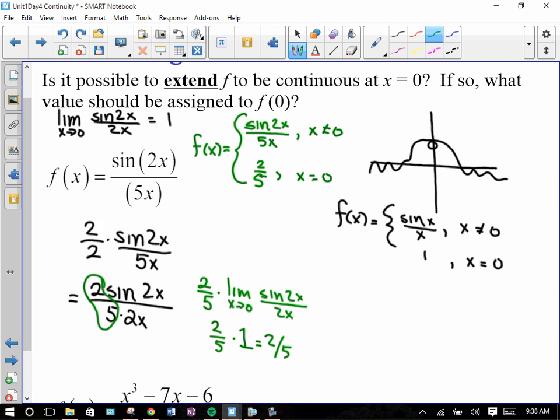So the idea here, well, when x equals 0. Is that supposed to be a comma? Where? Here? Yes.